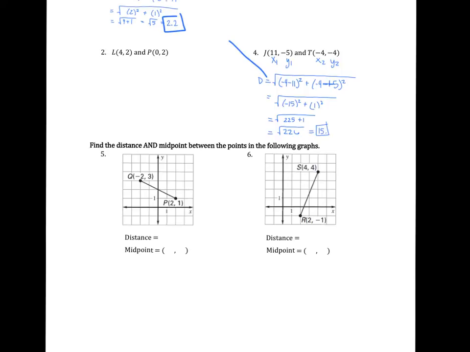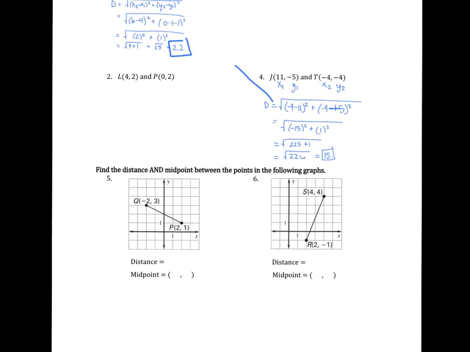So on 5 and 6, you're going to do the exact same thing that we just did. You're going to find the distance using the distance formula, and then you're going to find the midpoint using the midpoint formula that we talked about yesterday, which, remember, the midpoint formula, you just add your x's, divide by 2, add your y's, and divide by 2. So you should remember how to do that. You should be able to do the rest of this and your review. Have any questions ready for when I get back next week.